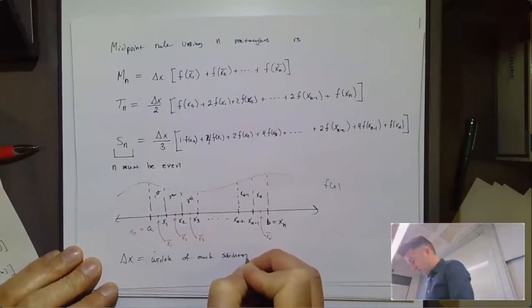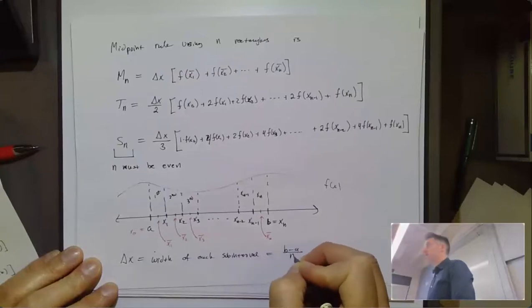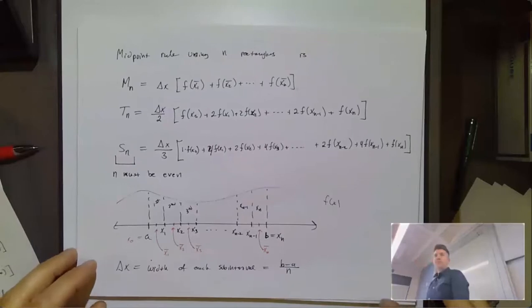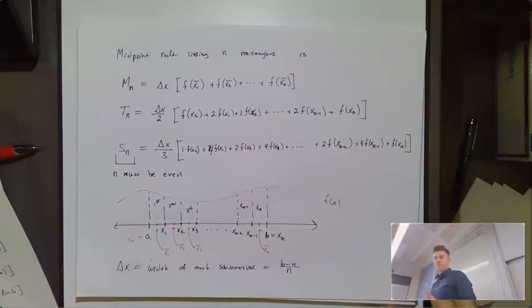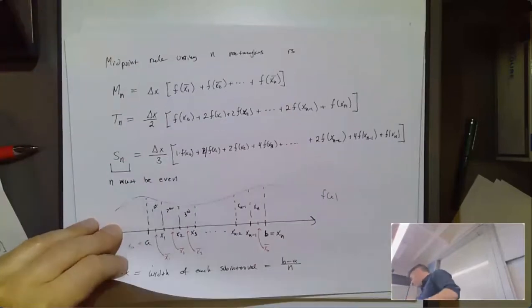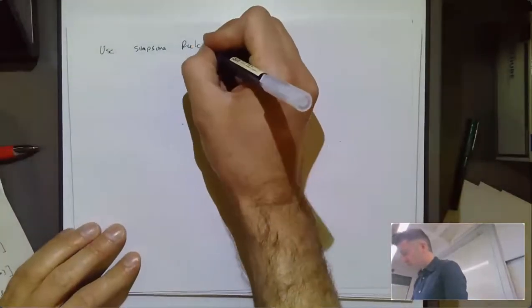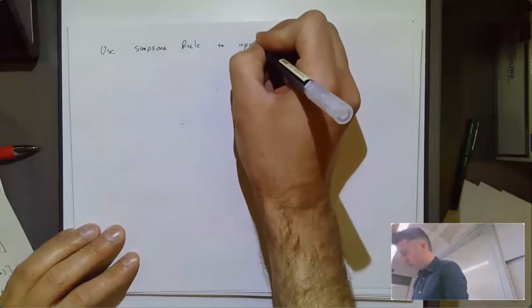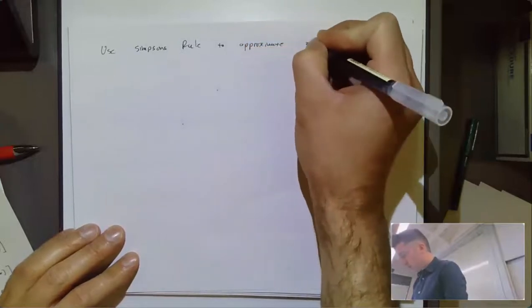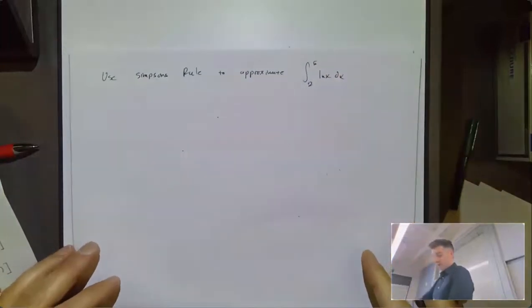which is your b minus a divided by n. Cool. So then we could use Simpson's rule to also approximate the integral we did before, just for comparison's sake. So Simpson's rule to approximate the integral from 2 to 6 of the natural log of x dx. And let's see what we get.